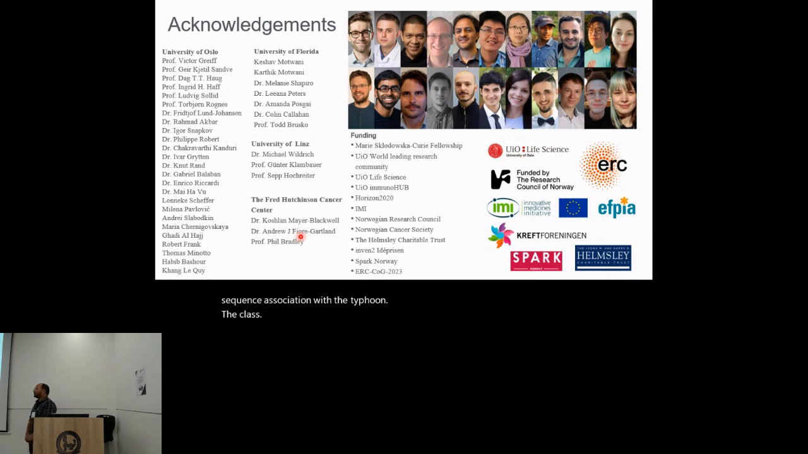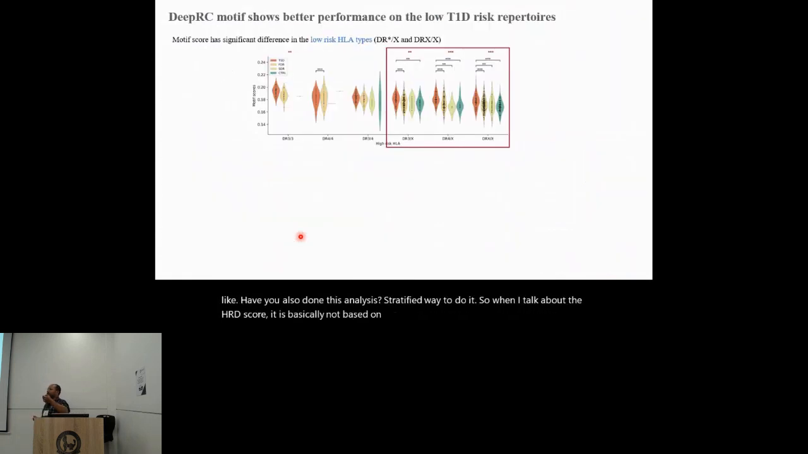Nice presentation. The risk you were showing was related to DR3 and DR4, with the non-optimal stratification, because in principle I think it is the DQ2 and DQ8 which are thought to be implicated, although they are in linkage disequilibrium. Have you also done this analysis stratified by DQ2 and DQ8? So when I talk about the HLA score, it is basically not based on the alleles, it's based on the variation in sites. So it is much more comprehensive than just saying DR3, DR4, DQ, these things. So since most of our analysis is based on the HLA score, which is more comprehensive, I think we have accounted for that.